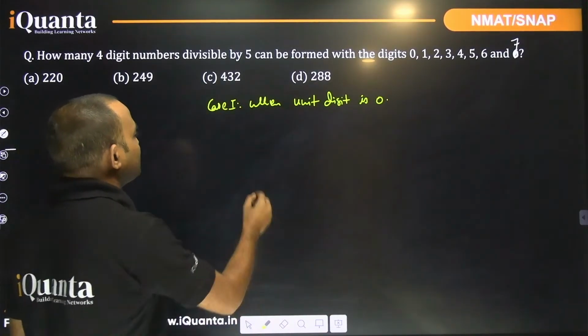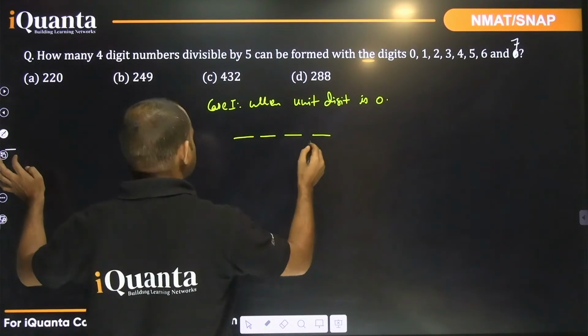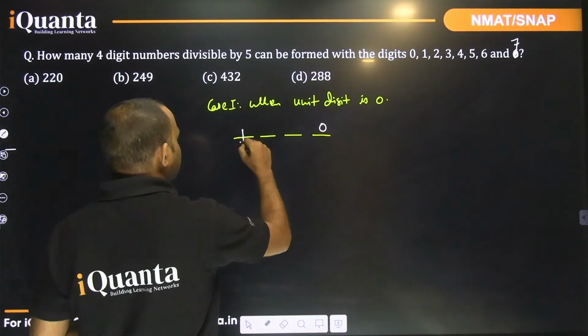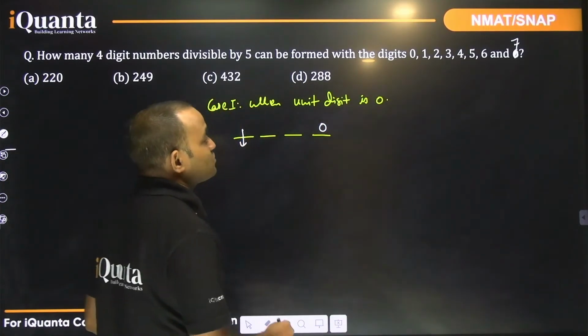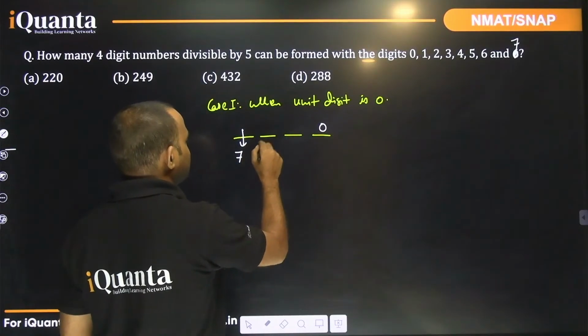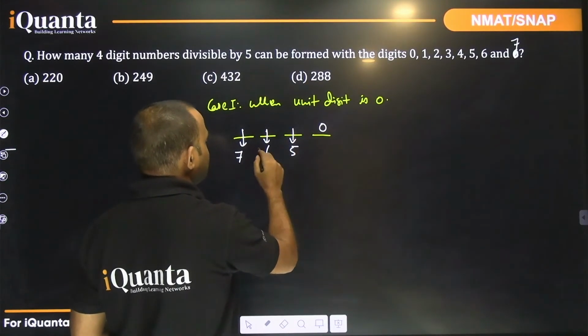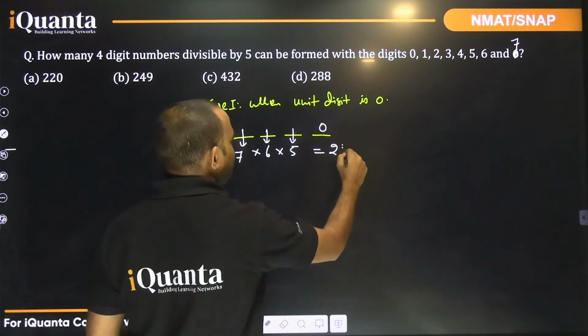So what will happen? We have a 4-digit number. If I put 0 here, then what options do we have? We can fill this place by any of the remaining 7 digits, 1, 2, 3, 4, 5. So 7. This will be any of the 6 digits. This will be any of the 5 digits. So 7 into 6 into 5, which gives us 210.